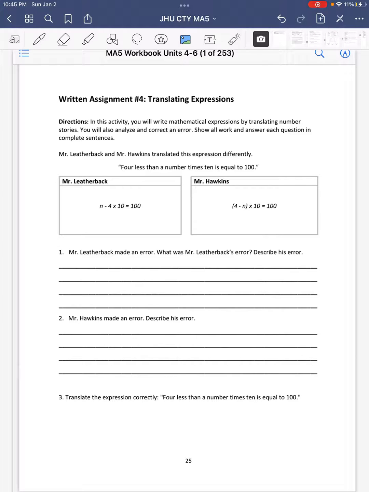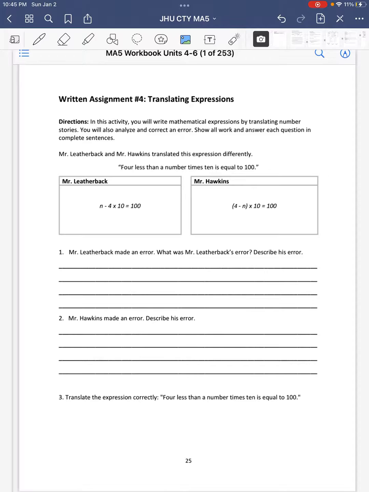Mr. Leatherback and Mr. Hawkins translated this expression differently. So here there are 2 answers, and you have 3 questions to answer. It says, Mr. Leatherback made an error. What was Mr. Leatherback's error? Describe his error. So you're going to point out his error. You could probably even circle it there if you wanted to, and then explain it.